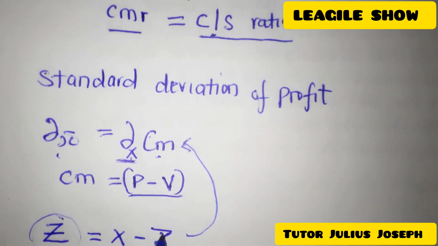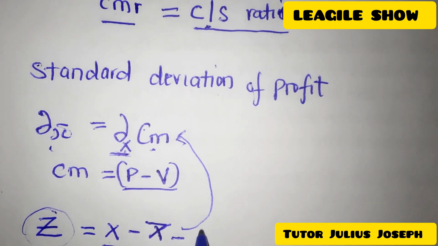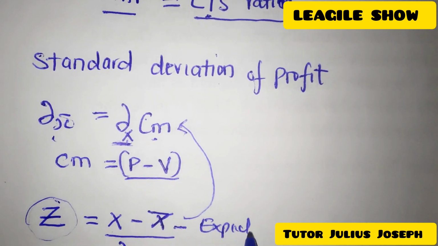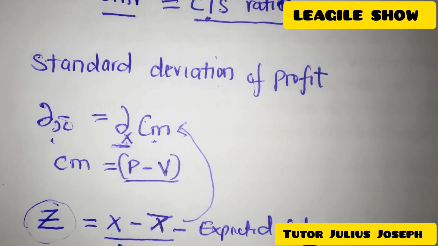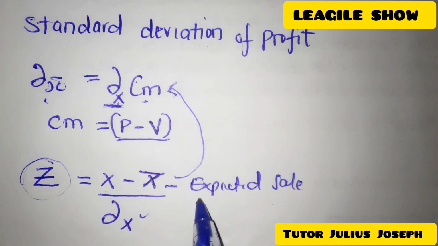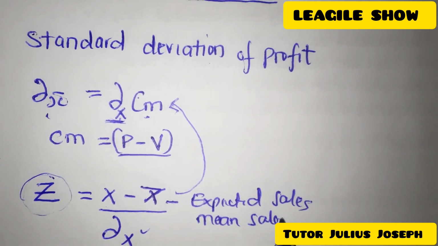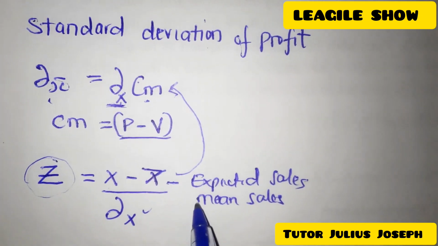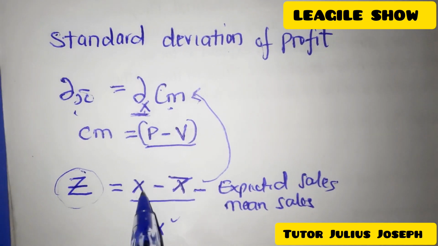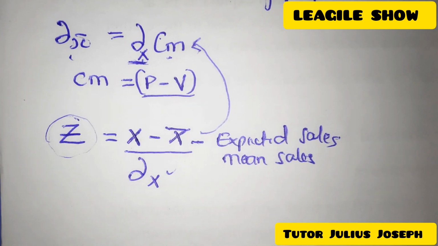So this value, X bar here, is always the expected sales, or at times it can be the mean sales. It means the same thing, but for this value X, I will have to show you something here.